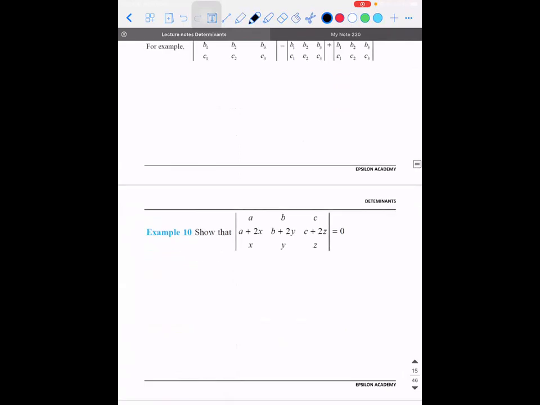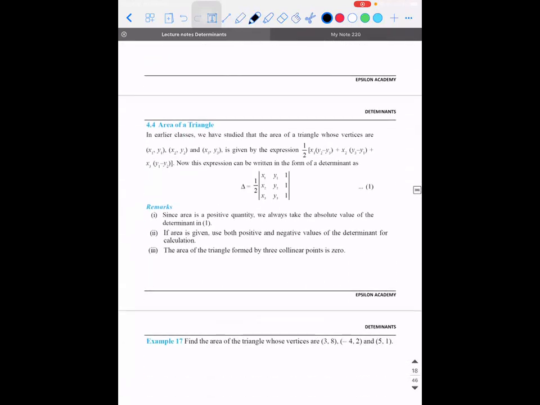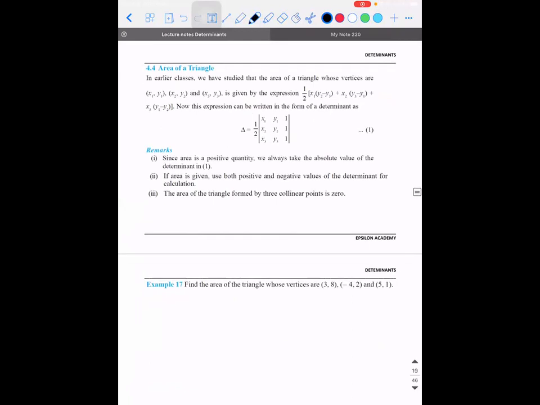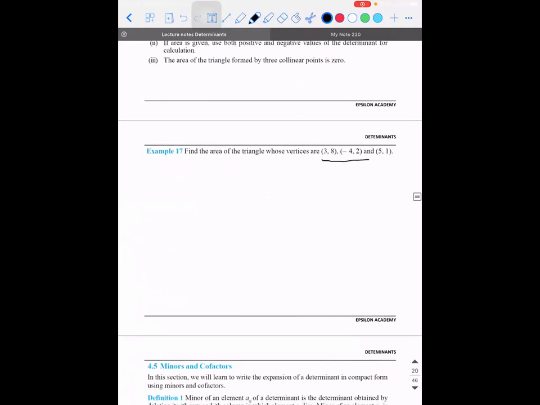Anyways, this doesn't have connection to the next part of the chapter also. Okay. Similarly, determinants will also help us to find the area of a triangle in a two-dimensional plane. See, this also you would have learned in your lower grade. If I give you a question like this, find the area of the triangle whose vertices are (3, 8), (-4, 2), and (5, 1). Then, how do you find the area of this?